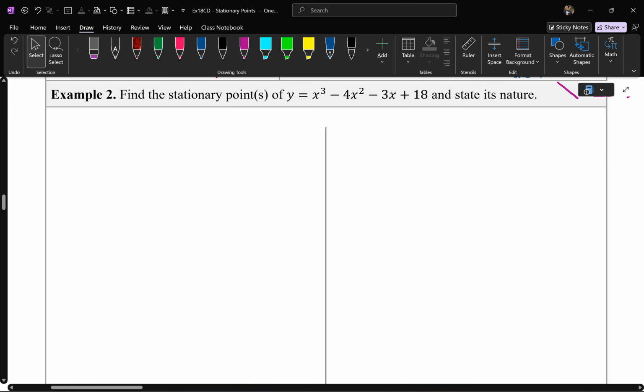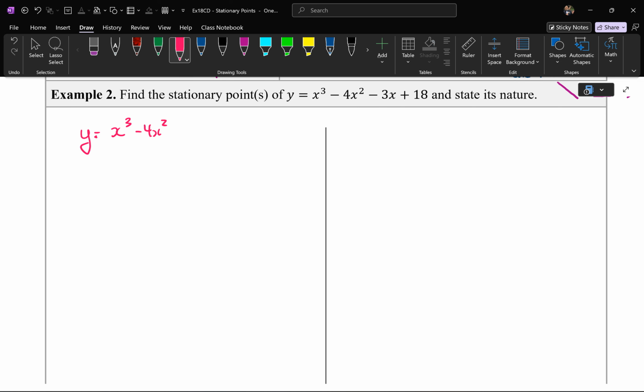You've got this cubic. Most of you probably can't yet visualize what this cubic looks like. You've got y equals x cubed minus 4x squared minus 3x plus 18. So you haven't got a visual idea of what this looks like yet. But I want you to tell me where the maximum and minimum points are, because in a cubic, usually you can get maximums, minimums, or an inflection point. Have a go with this one.